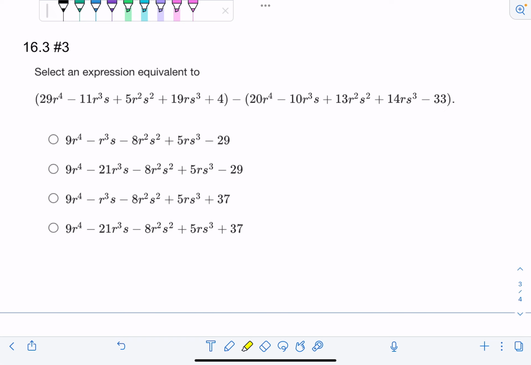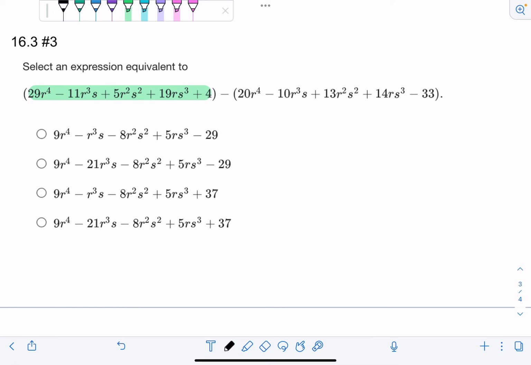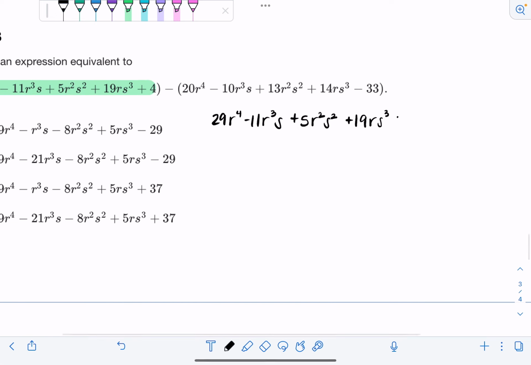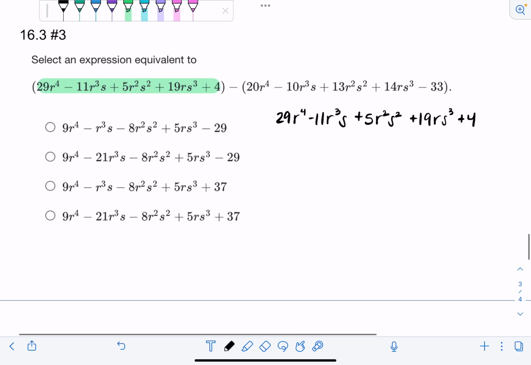So the first step is to just take everything in the parentheses and copy it down exactly as is. So 29r to the 4th minus 11r to the 3rd power s plus 5r squared s squared plus 19r s to the 3rd power, and then plus 4. So at this point, I would stop and double check, make sure you copied it down exactly. I don't see any mistakes, so I'm going to move forward.